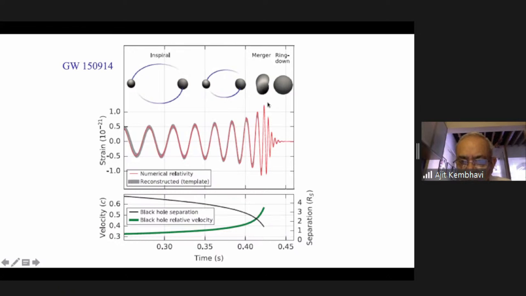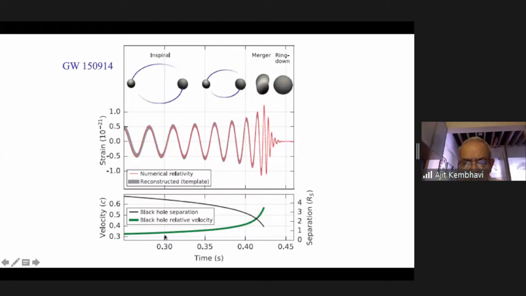And then as the merger takes place, it just sort of goes haywire, and then it gradually settles down. And this is known as the ringdown phase. So you've got two massive objects which are merging together, and they form a single black hole at the end. And here, these two merging objects could be a pair of black holes, it could be a pair of neutron stars, it could be a black hole and a neutron star.